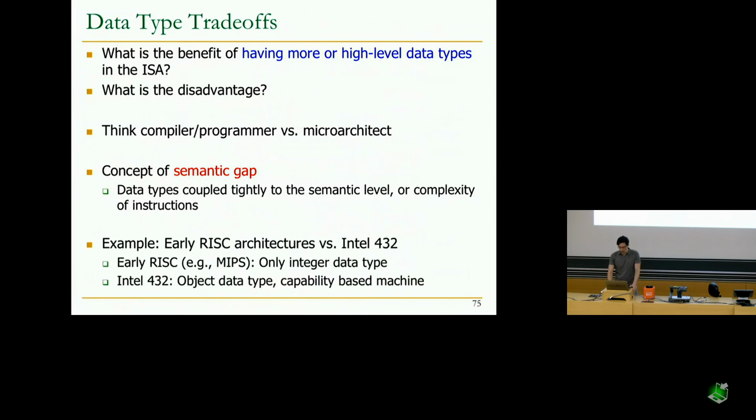Okay, here you can see two examples. For example, early RISC architectures only had integer type, like MIPS, for example. Floating point was included in MIPS later. And in other architectures like Intel 432, you could even find object data types, similar to the objects that you use in object-oriented programming.